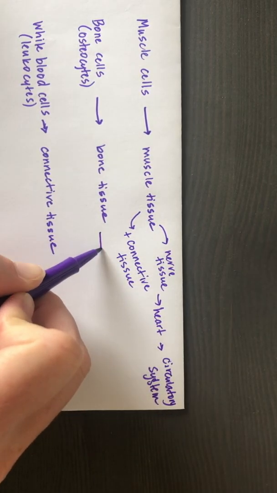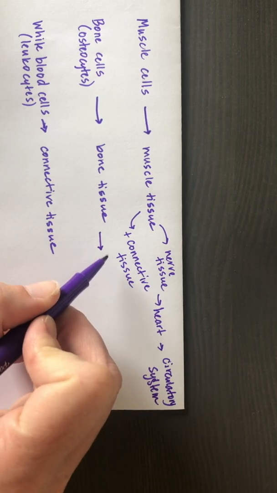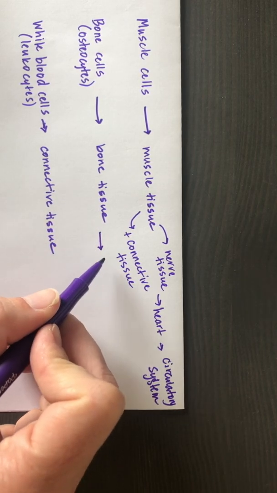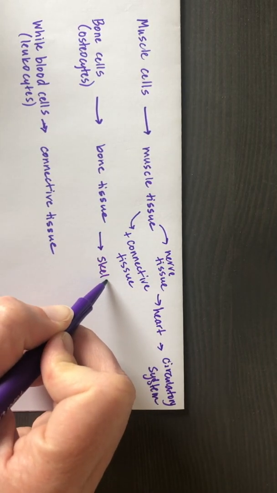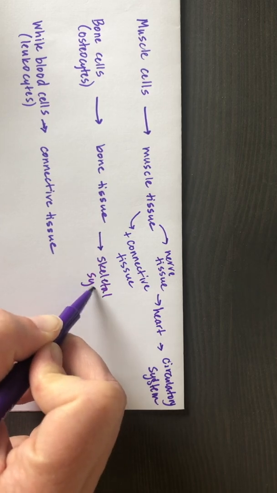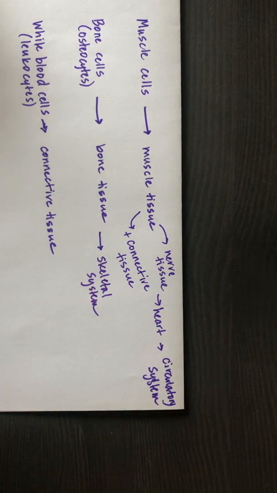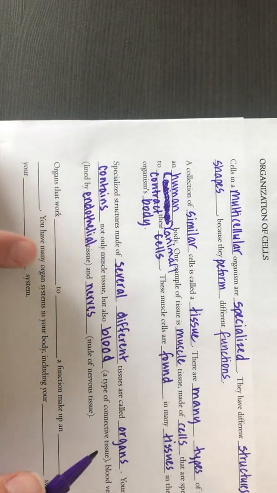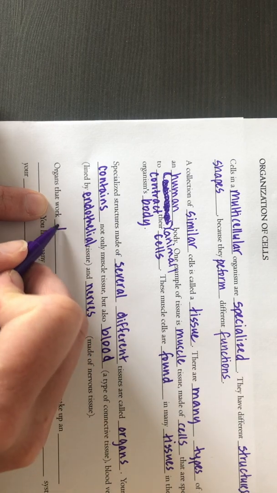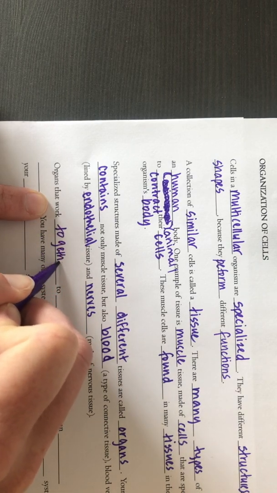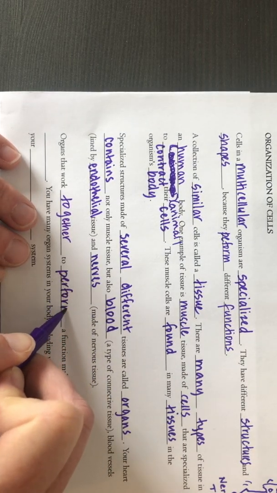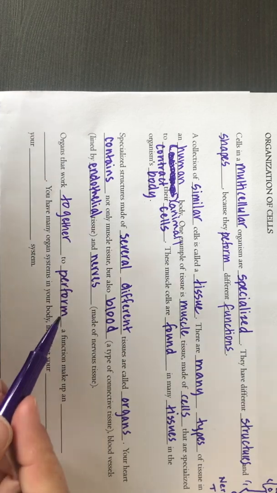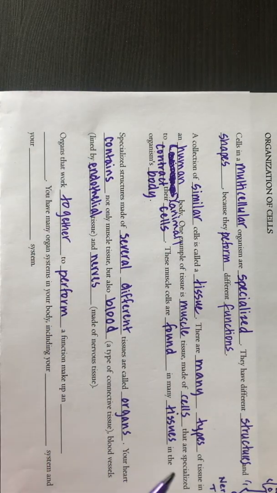We could take your bone tissue. We could make enough bone tissue to get to an actual bone. And then we could come here and we would have your skeletal system, right? So we get these systems of the body. Systems of the body are organs that work together to perform a function. So for example, your respiratory system is a system that works together to perform the function of breathing.